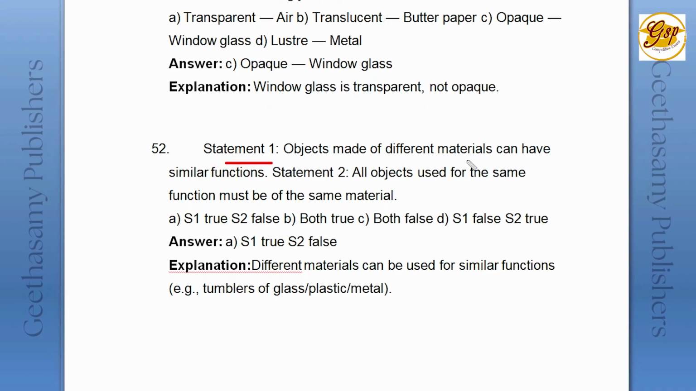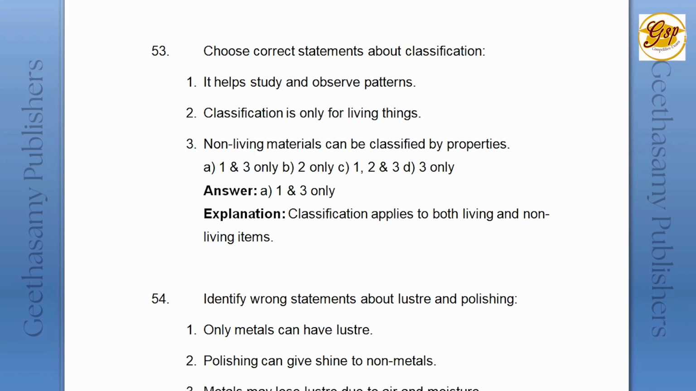52nd question. Statement 1: objects made of different material can have a similar function. Statement 2: all objects used for the same function must be the same material. The correct answer is statement 1 is true, statement 2 is false. So different materials can be used for a similar function, for example a tumbler made of glass, plastic or metal. Right?